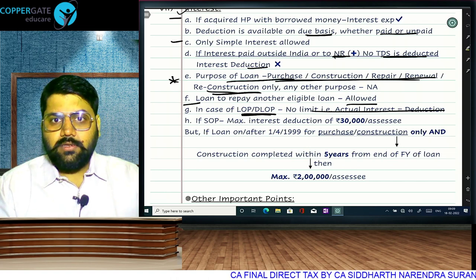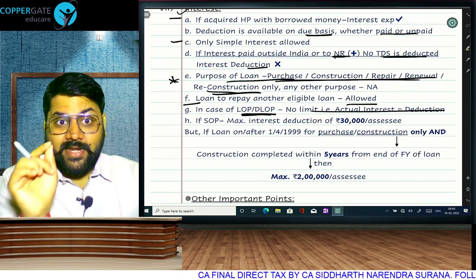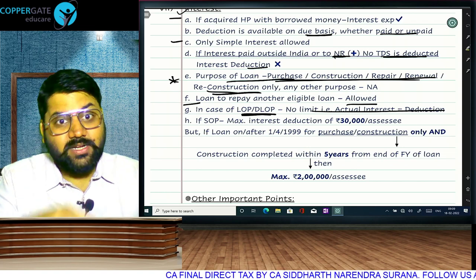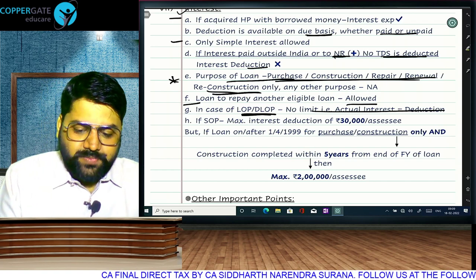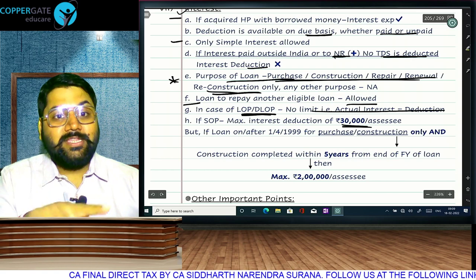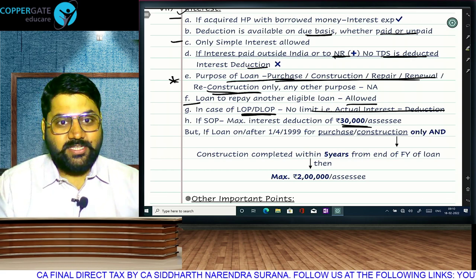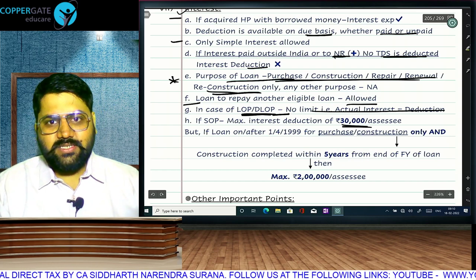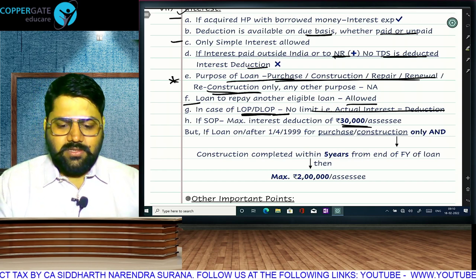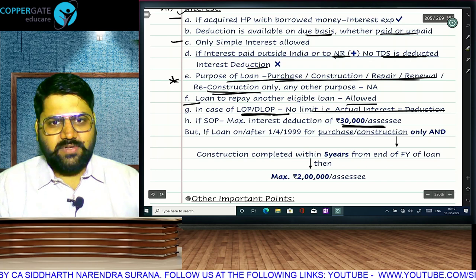In case of LOP, DLOP, full actual interest deduction will be allowed. No limit, because you are showing income. In LOP, you are showing income. In DLOP, you don't have income, still you are showing income. You are paying tax on annual value. But in SOP, maximum deduction will be 30,000. That also in old regime. Let me remind you, in new regime, SOP interest is not allowed. In new regime, LOP interest is allowed. SOP is not allowed. So maximum 30,000, actual or 30,000, whichever is lower.